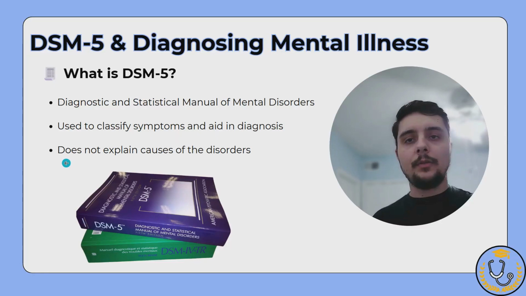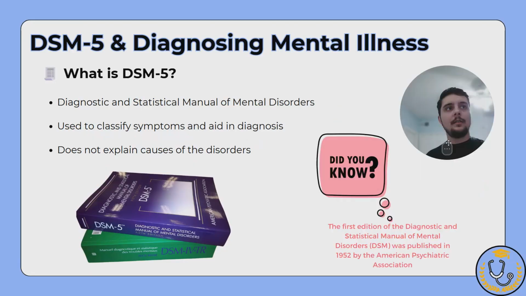And the important thing to remember is that the DSM-5 manual does not explain the cause of a particular psychological disorder. It merely allows us to use symptoms and criteria to then be able to diagnose someone with a particular psychological disorder. And fun fact, the first edition of the DSM was published in 1952 by the American Psychiatric Association. So that was the very first DSM. Now we are all the way to DSM-5.